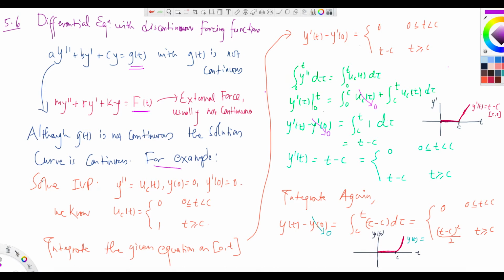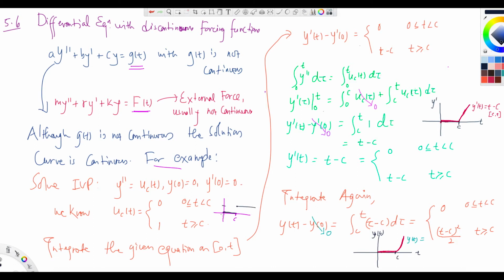For example, we are considering an initial value problem, y double prime equals u sub c(t). This is basically the step function, right? The initial condition is given as y(0) equals 0 and the initial derivative is also 0. So we know that u_c(t) is 0 for t less than c and 1 for t greater than c, right? How does that look? Suppose there is c, and the value is 0 if t is smaller than c, and if it is greater than c, then it is 1.